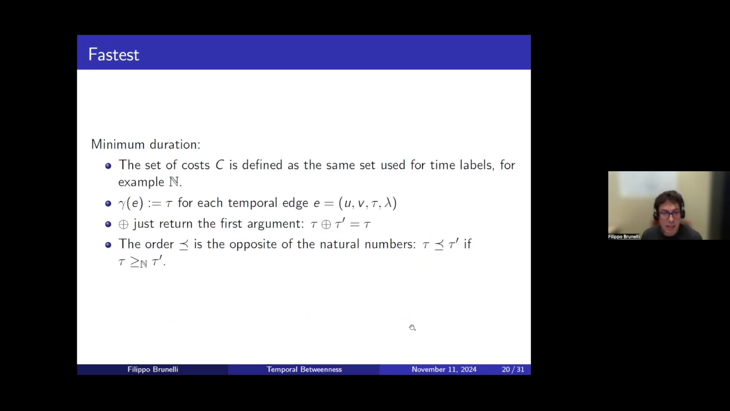More tricky can be if we are dealing, for example, with the fastest walks, which are the walks where we minimize the duration of the walk. In this case, we can define the set of costs again as the natural numbers. Then we assign to each temporal edge its departure time as cost. ⊕ we define in a way that returns the first argument. And then the order on the cost is the opposite of the order on the natural numbers.